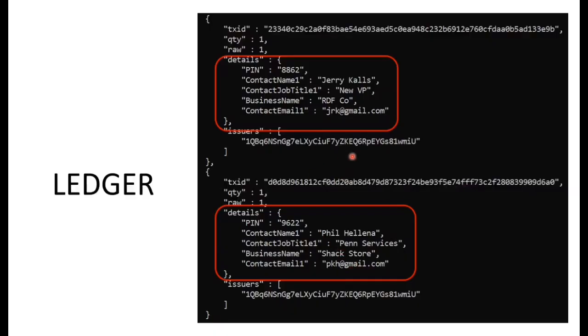Now, obviously, this is not anonymous because this is a screenshot from a private blockchain where the transactors want to know one another. If this was a public blockchain, we wouldn't see any of this. We would only see one ID, which is called a wallet ID.